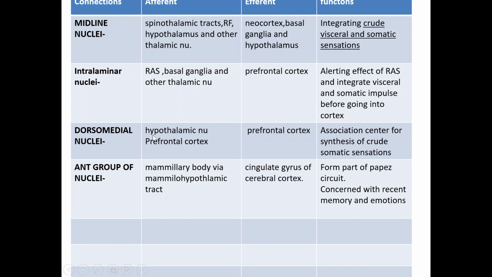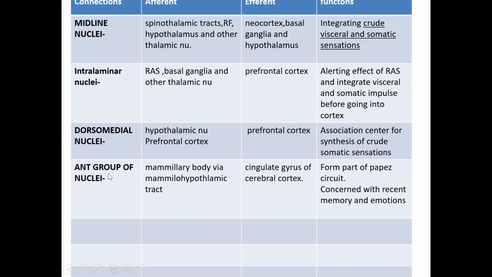Then the dorsomedial group of nuclei: the afferent is from the hypothalamic nuclei and the prefrontal cortex. Efferent again goes to the prefrontal cortex. It is helpful as an association center for synthesis of crude somatic sensation. So mainly the midline group of nuclei is for the crude type of sensation or somatic sensation.